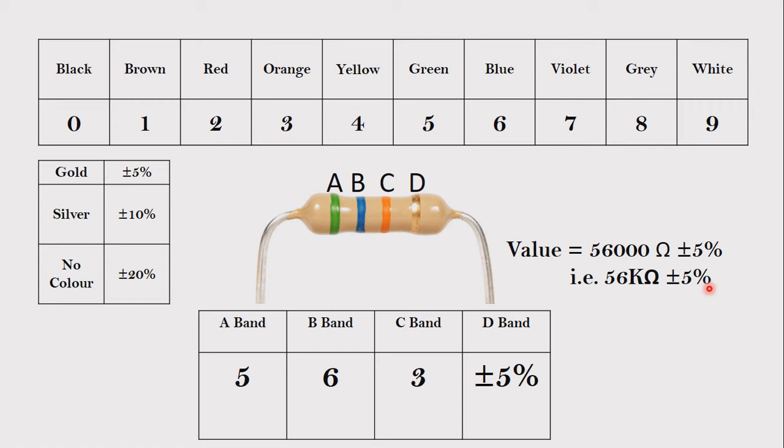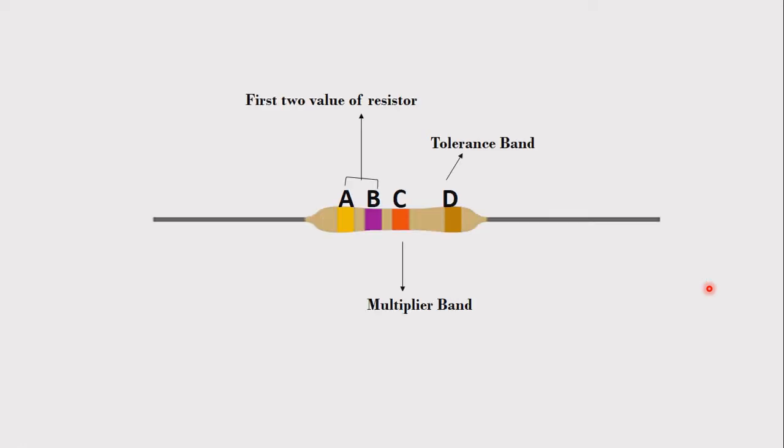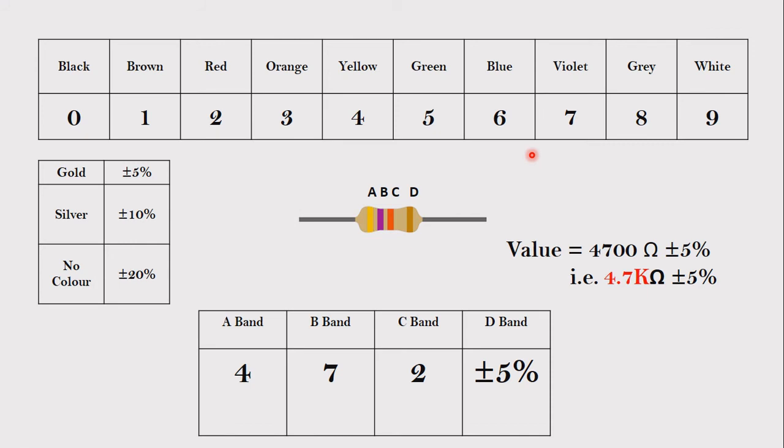Now here I have another example with a different color code. As in the previous example, it is a 4 band resistor. The first A and B bands give the first two values of the resistor, the C band is the multiplier band, and the D band is the tolerance band. By using the color code, we will note down the values and then calculate the resistor.